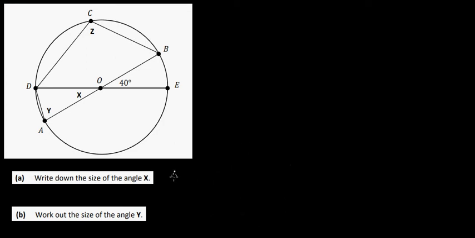So we've got to answer these questions. First one, write down the size of the angle X. The size of the angle X is just going to be 40 degrees because it's vertically opposite. So it's vertically opposite the angle BOE.